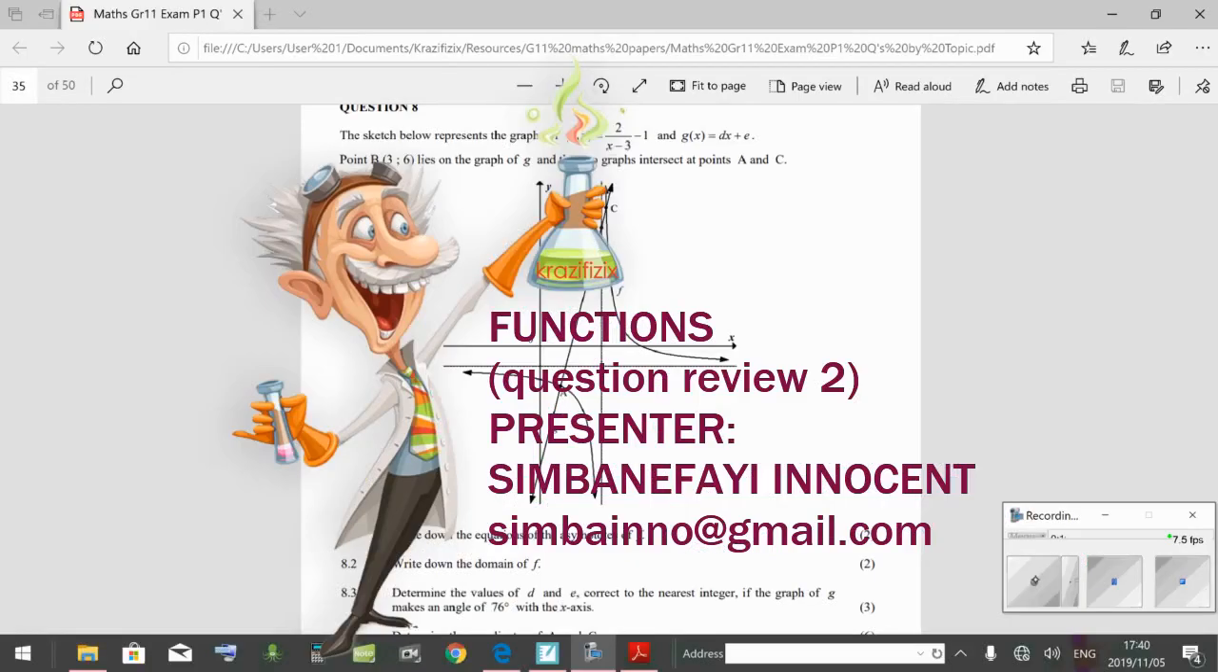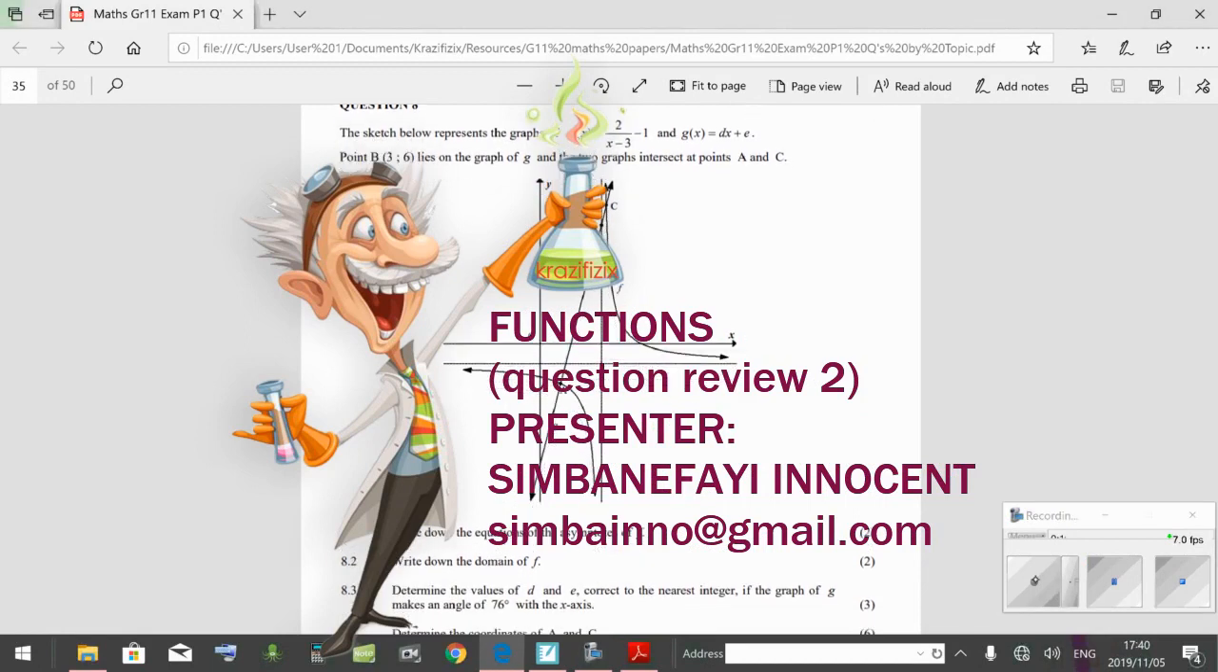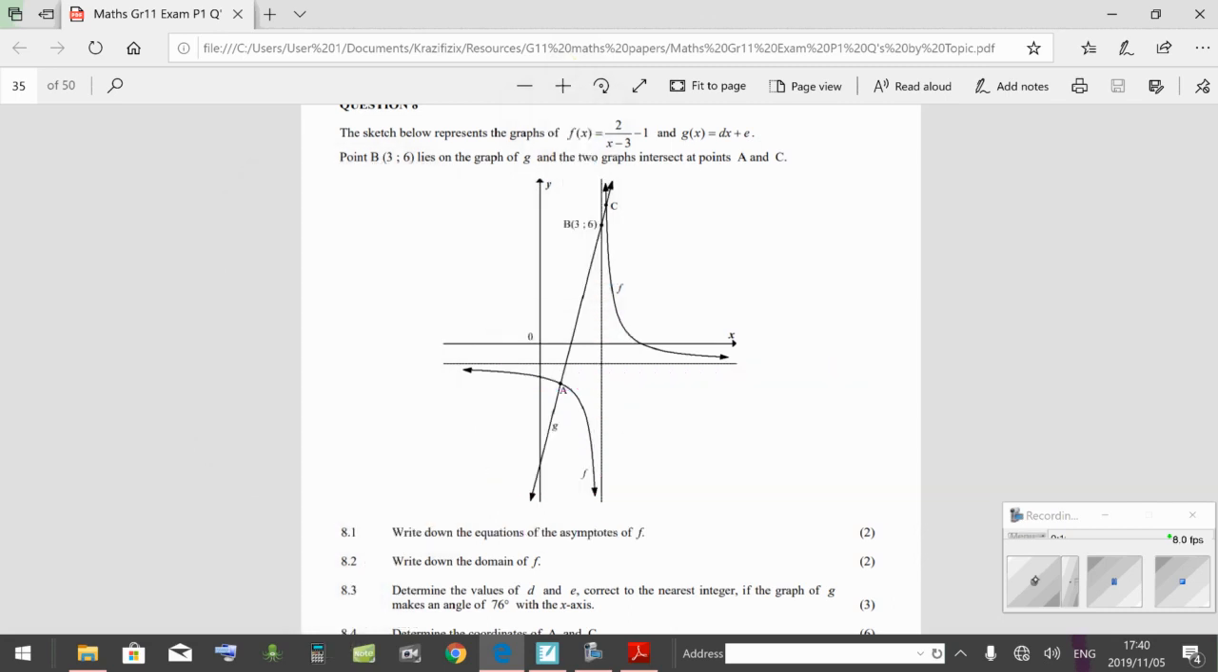Alright, now we're going to look at a few questions. And our first question is this one here. The sketch below represents the graphs of f of x. As you can see, this is definitely a hyperbola, is equal to g of x, which is definitely a straight line, y is equal to mx plus c. Point B is 3, 6, lies on the graph, and the two graphs intersect at points A and C.